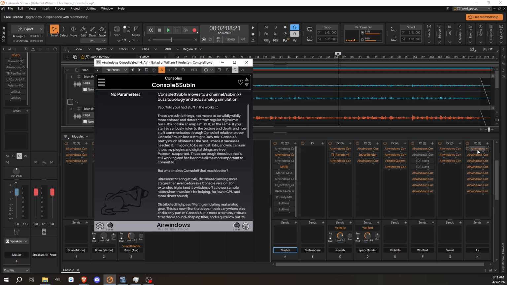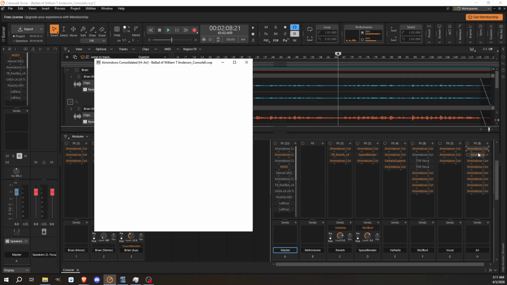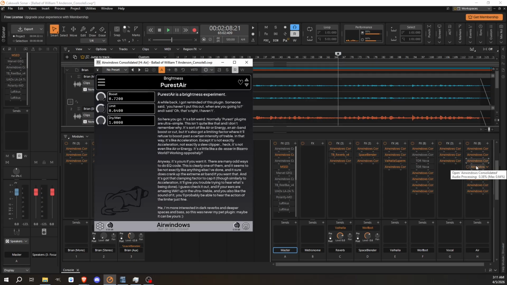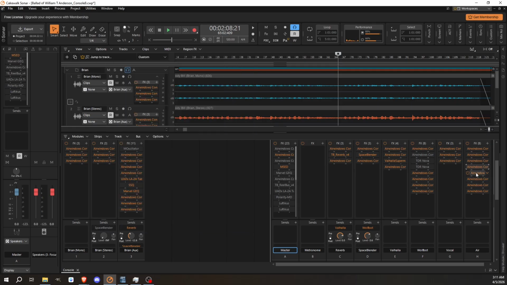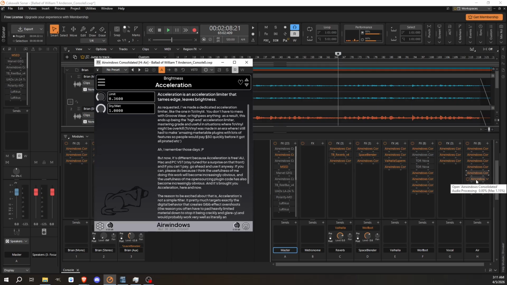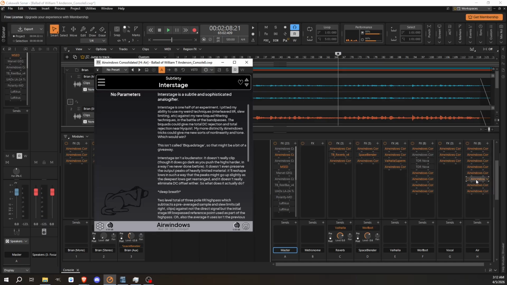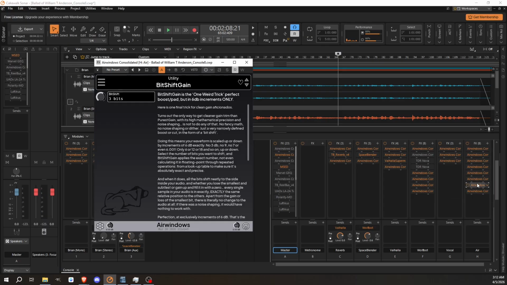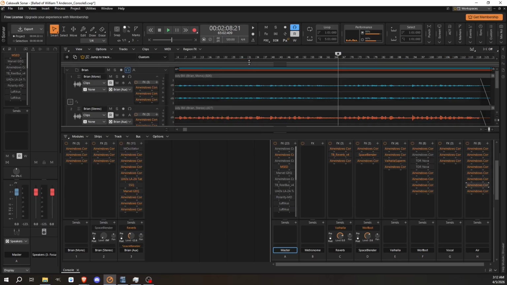All right, here we've got Console 8 sub in, bit shift gain -6, Purest Air, Energy, Acceleration, Interstage, 3 bits boost. That's the way it's supposed to be. It's going to sound better now.